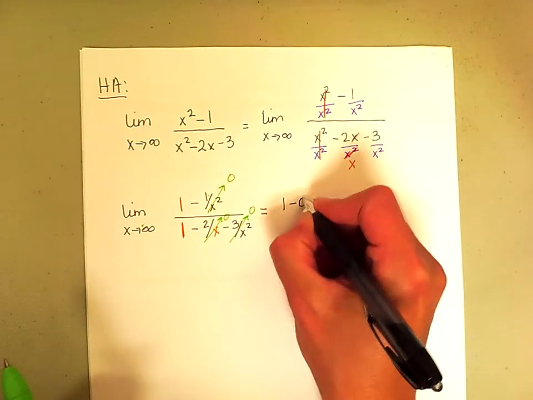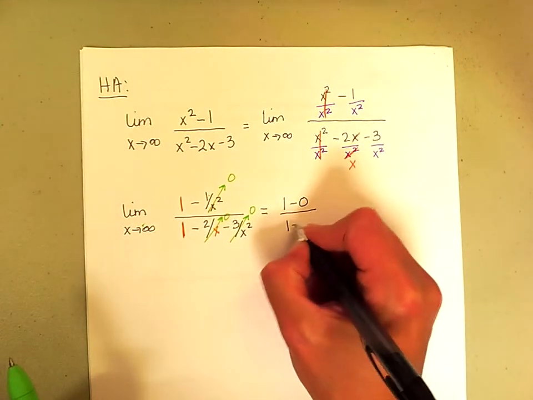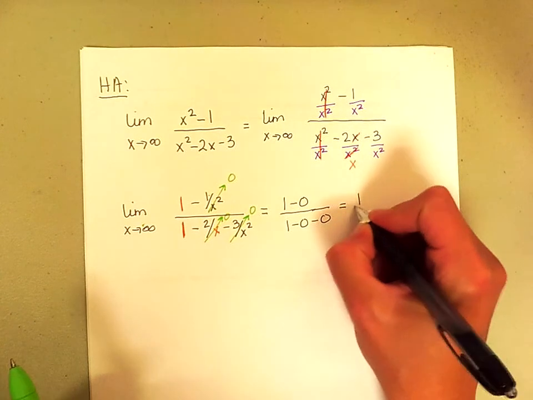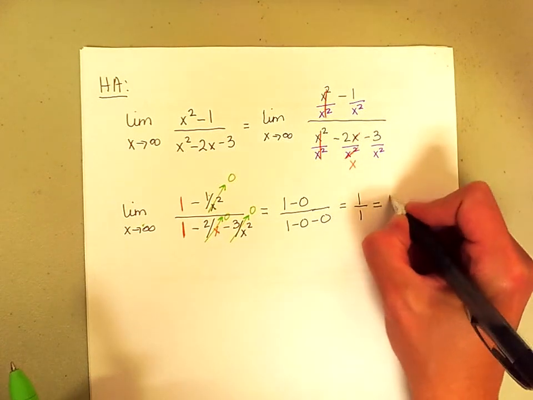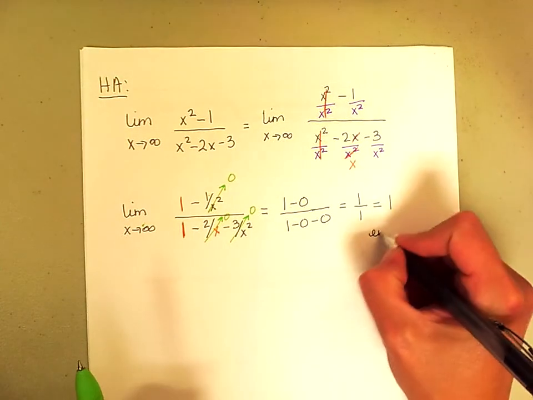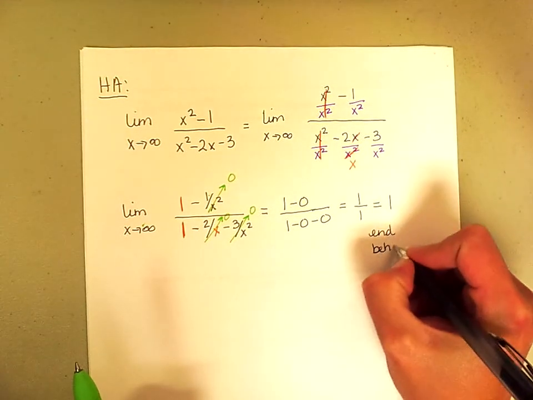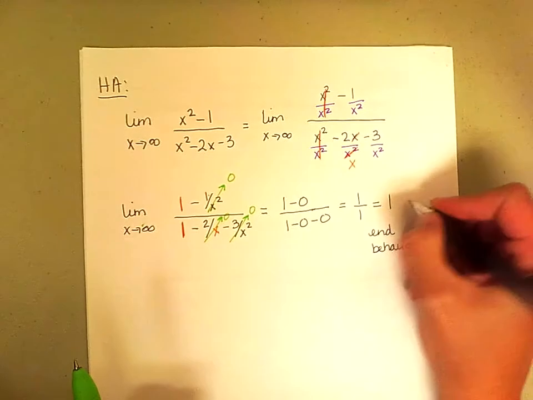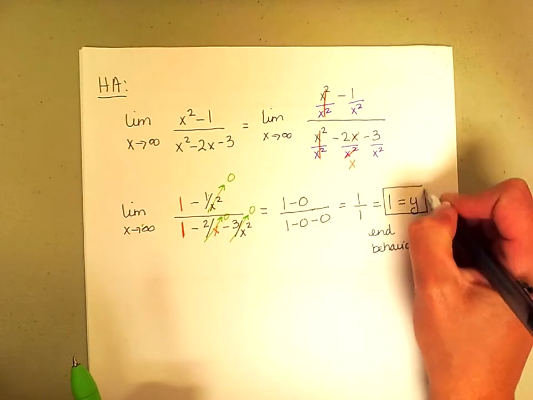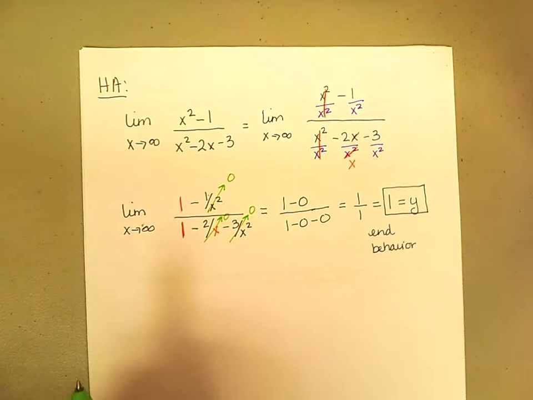So now that we've taken the limit, it looks like 1 minus 0 over 1 minus 0 minus 0, which is 1 over 1, which equals 1. And this is our end behavior. And therefore we can say we have a horizontal asymptote at y equals 1.